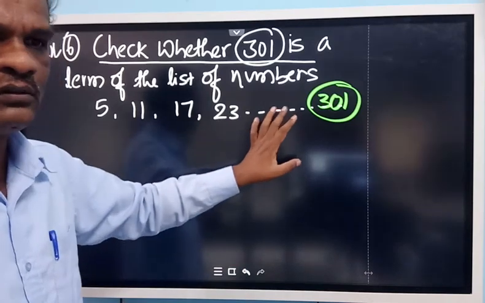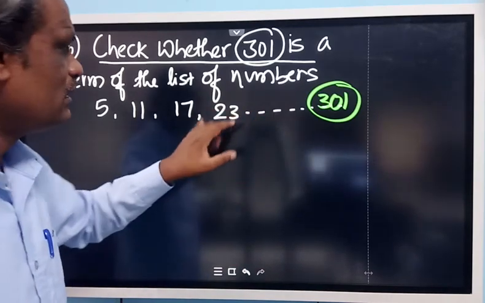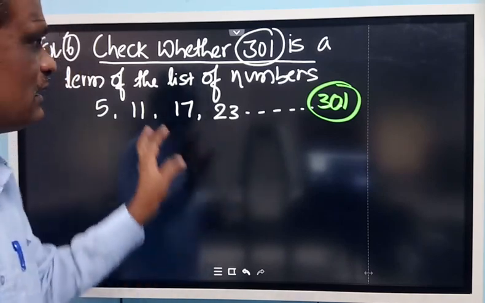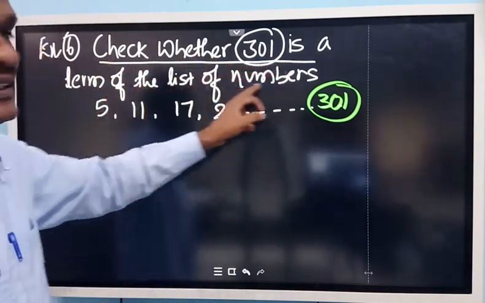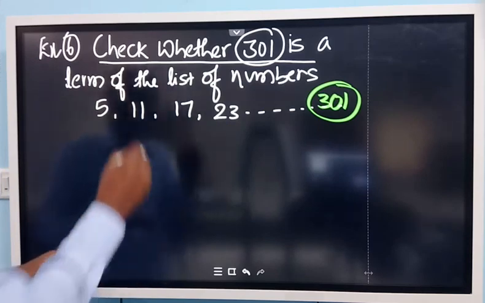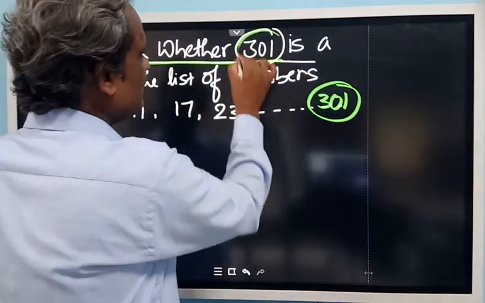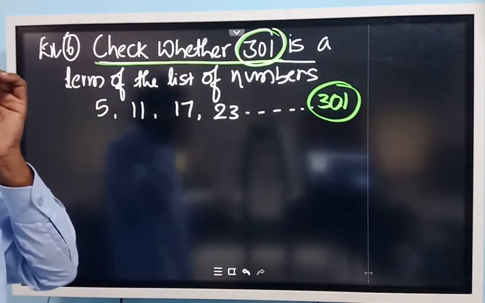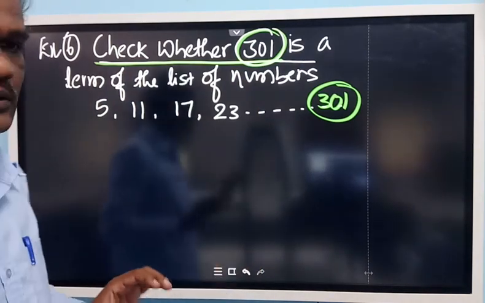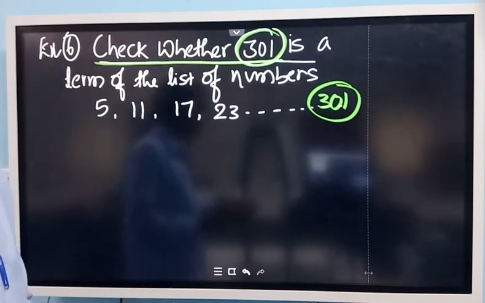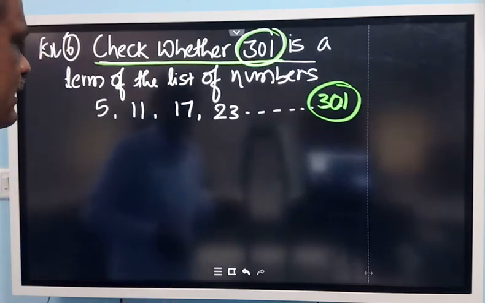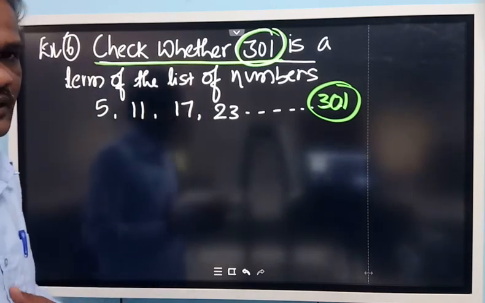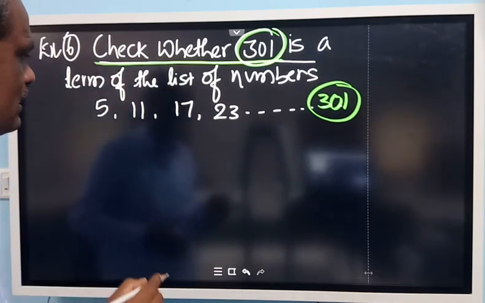Before we go and find the value of n, let us prove that this given list of numbers is in AP. First we have to prove that. They have not told anywhere that this is an AP. Observe the question clearly. Check whether 301 is a term in the list of numbers. They have told only a list of numbers, not clearly whether it is an AP or not. First let us check whether it is an AP or not. You know this is A1, A2, A3, A4. Only 4 numbers are given. Let us see whether all 4 numbers are in AP or not.